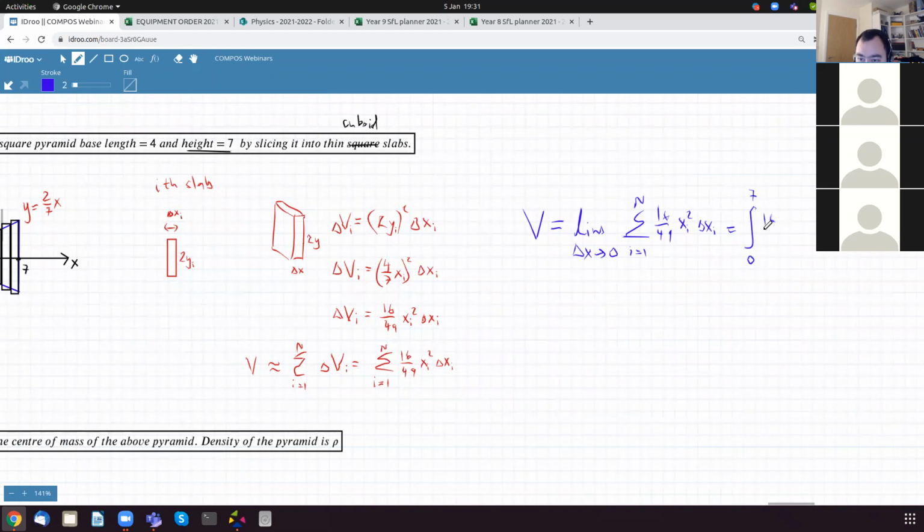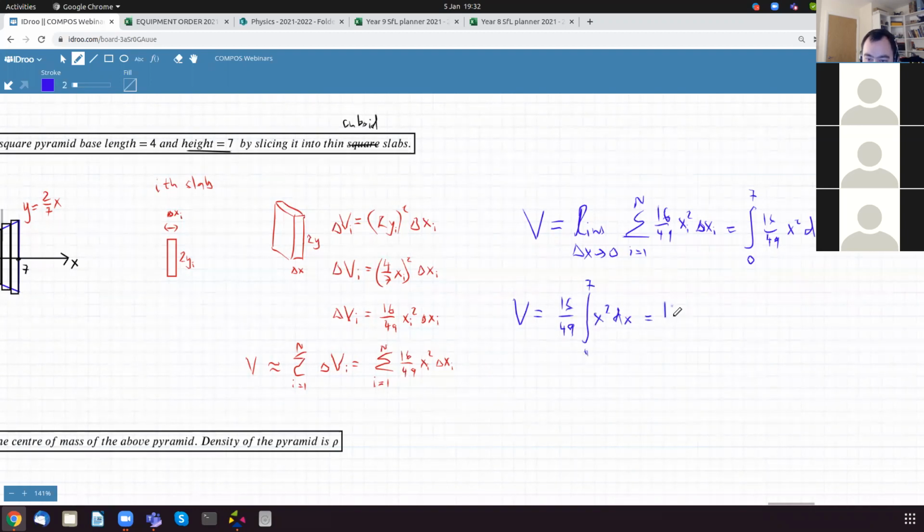So as delta x tends to 0, this sum becomes the integral from 0 to 7 of 16 over 49 x squared dx. Now delta x, as delta x tends to 0, becomes dx. So this is going from sums to integrals, and this integral is, well, it's a very basic integral. So you know how to do it. So you take 16 over 49 out, and you integrate x squared dx from 0 to 7.